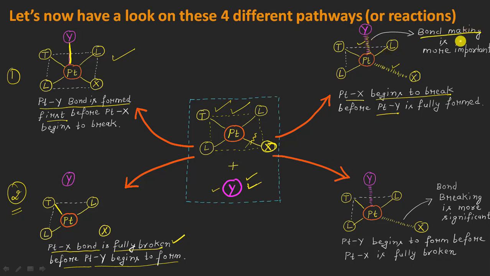That the bond making will be more important here in this third possibility, right? So as compared to this bond breaking, the bond making will be more significant. And now let us have a look at the fourth and the last possibility, which is like what?